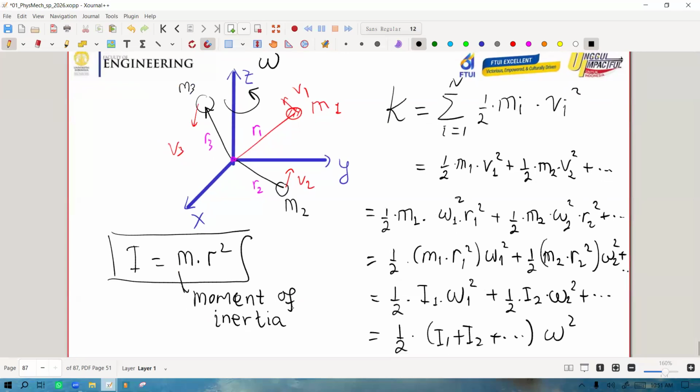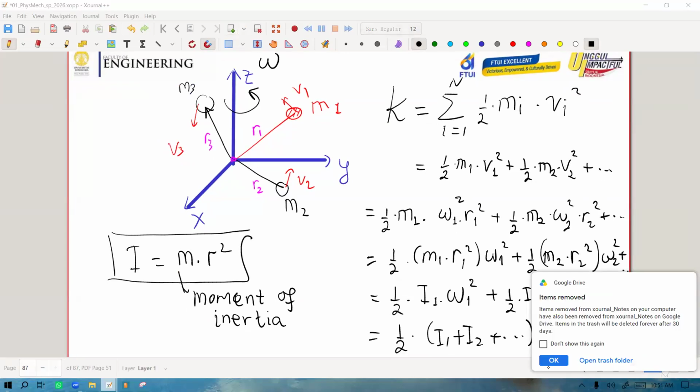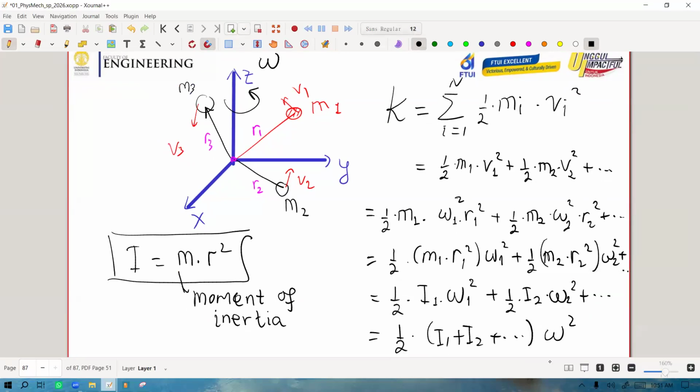So in rotation, moment of inertia is very, very important. It is the analog of mass in linear motion.